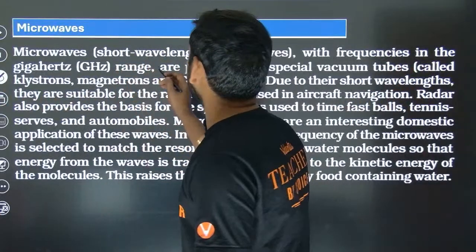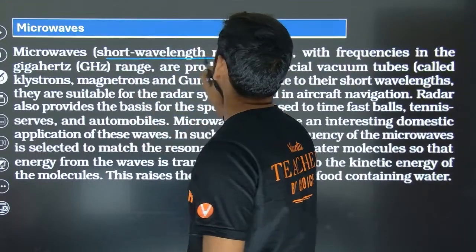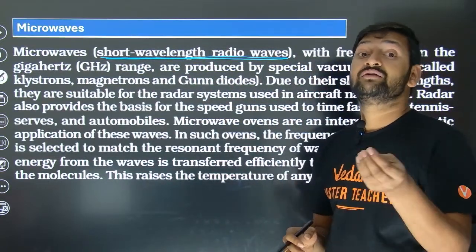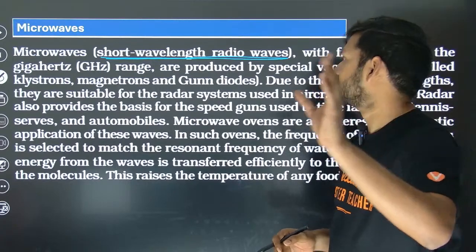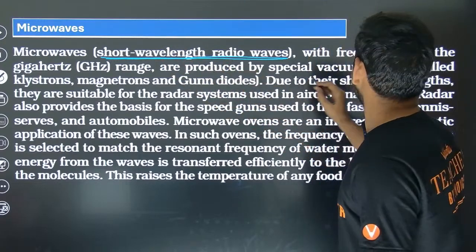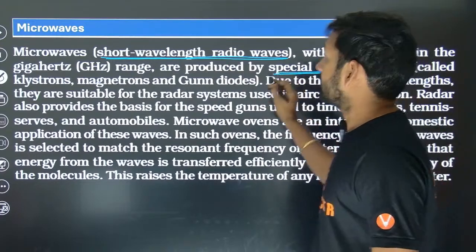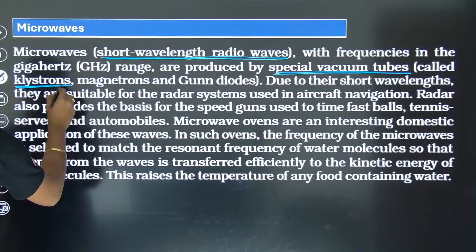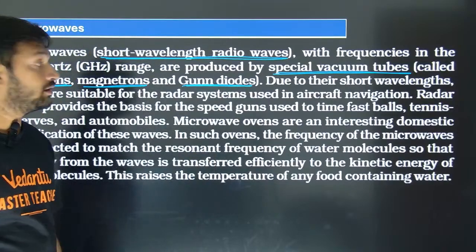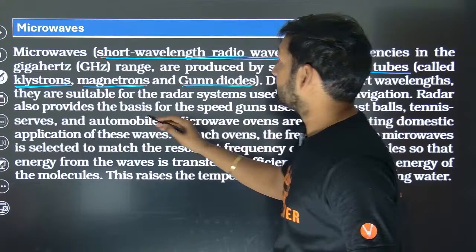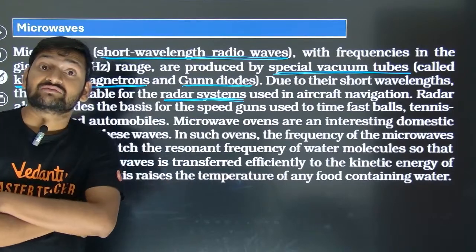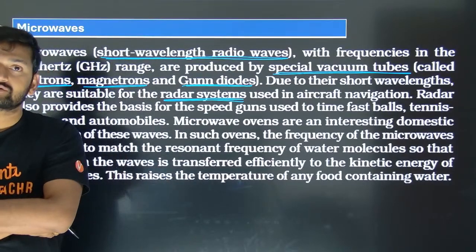microwaves. Microwaves have short wavelength, lesser than radio waves. So when compared with radio waves, microwaves are a bit more dangerous because they have more energy. Where are microwaves produced? In special vacuum tubes called klystron or magnetron or gun diodes. Now, due to their short wavelengths, they are suitable for radar systems. If they ask what will be used in radar systems, it's not radio waves, it's microwaves.